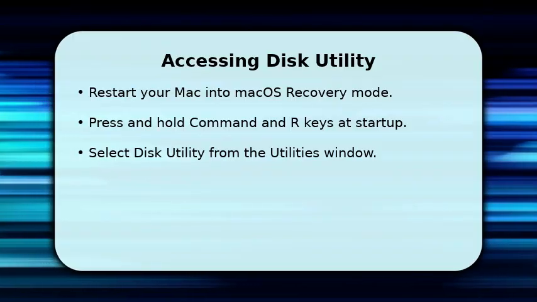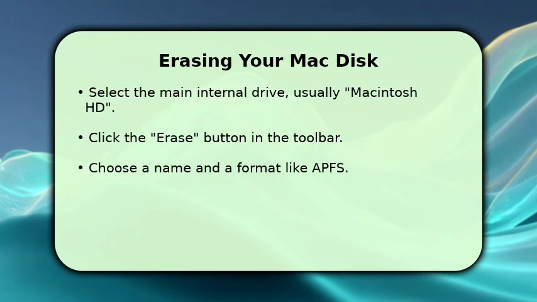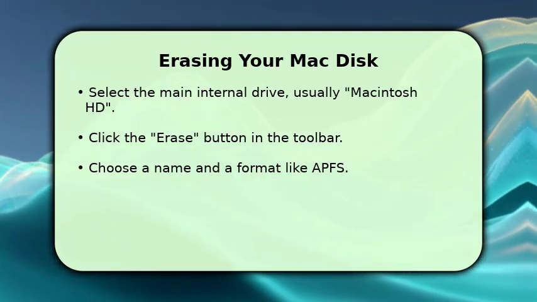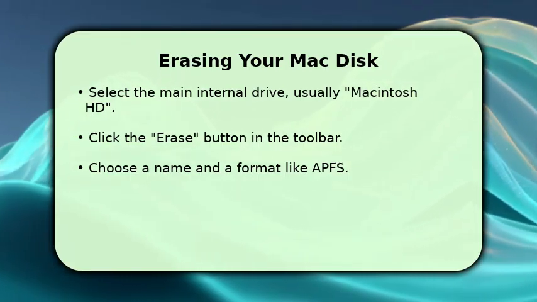In Disk Utility, choose Show All Devices from the View menu to see all available drives. Now, in the Disk Utility sidebar, select your main internal drive, typically named Macintosh HD. If you see a volume group, select that instead. Click the Erase button in the toolbar.